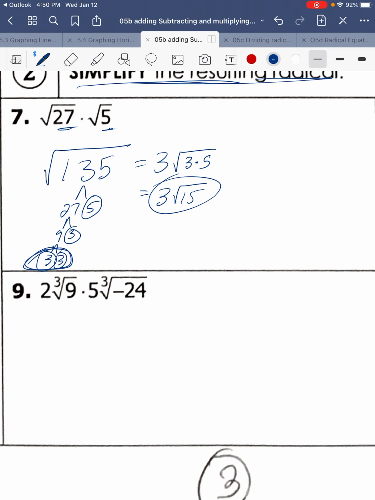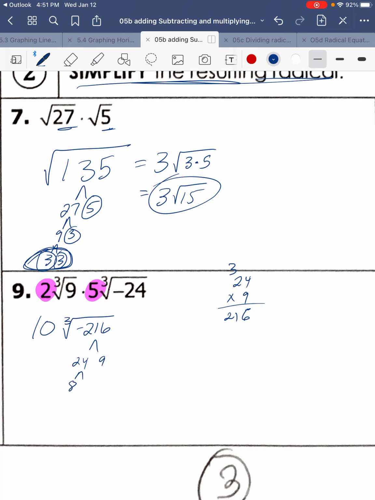Number 9. So we have cube roots, so that's good. Multiply the coefficients. 2 times 5 is 10. Cube root, 9 times -24. 9 times 24, I don't have that off the top of my head. It's too late. 6, 18, 21, 216. So -216. All right. I'm going to have to break it up anyways.